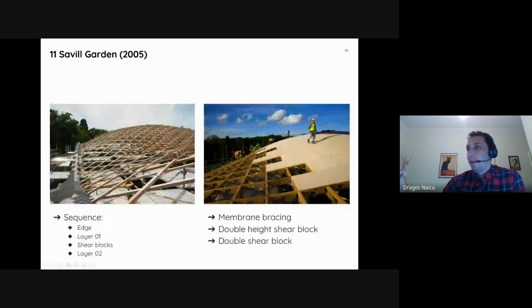And yes, so firstly, only the first layer was brought down, and the second layer was applied onto the curved surface. So the sequence was build the edge, layer 1, then the shear blocks, and then layer 2 on top of this. And finally, here membrane bracing was used. So the plywood that covered all this was used as the bracing system. So no cables or diagonal members, just plywood on top.